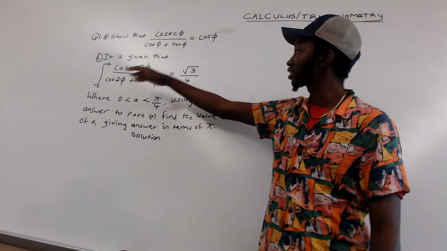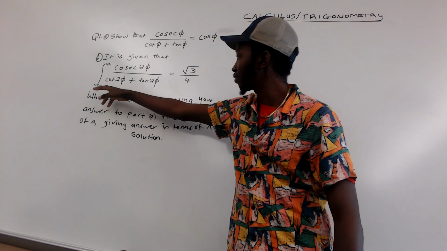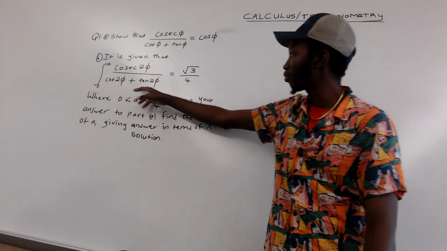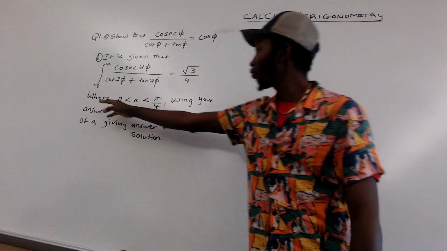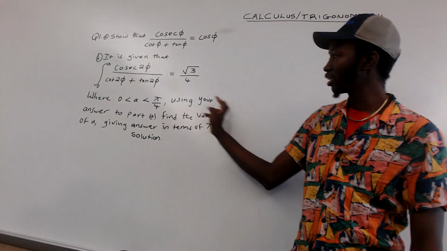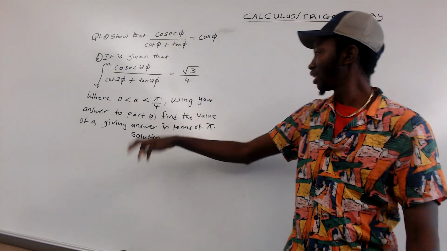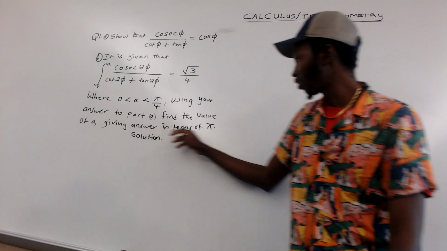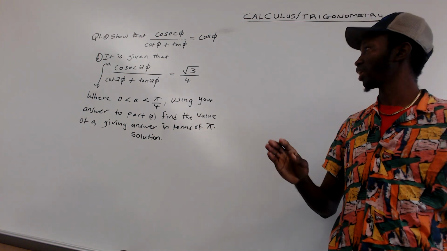It reads, it is given that the integral with limits from 0 to a, of cosec 2 phi divided by cot 2 phi plus tan 2 phi, equals root 3 divided by 4, where 0 is less than a and a is less than pi over 4. Using your answer from part A, find the value of a, giving your answer in terms of pi. This is a very simple and straightforward question which we are required to solve.